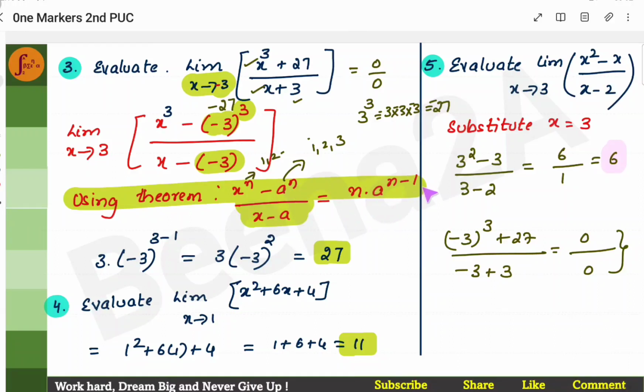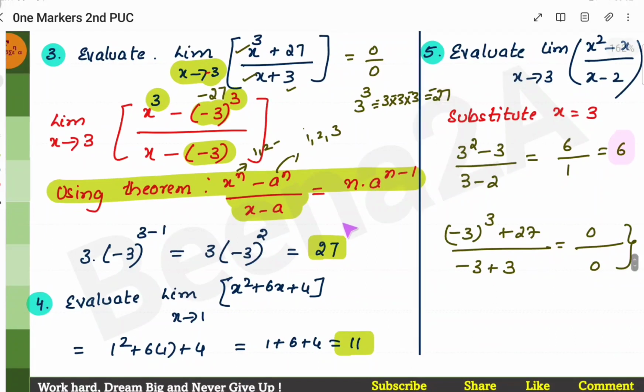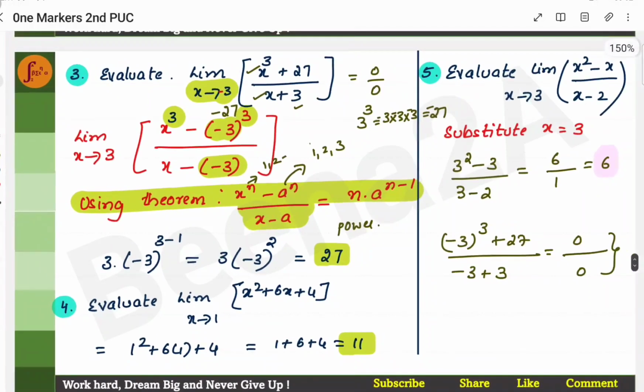So, n into a to the power n minus 1. What is n here? This is n. The power is n, right? The power is n into number, not x. What is the number here? Minus 3, right? Number to the power, reduce the power minus 1.